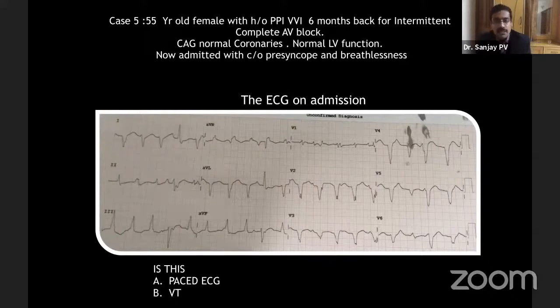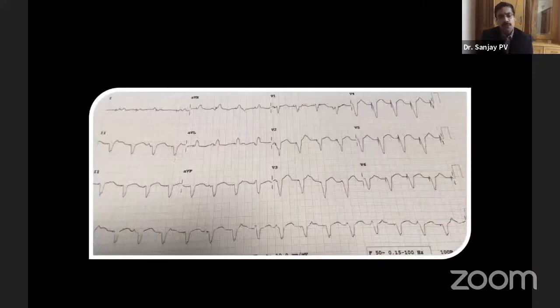It means that the beat is coming from the lateral wall of the LV. So a Q wave in lead 1 and aVL can only occur if the patient has a CRT. This was single chamber RV pacing. This can never be a paced ECG. So this, in fact, was a slow VT this patient had. And this was the paced ECG.